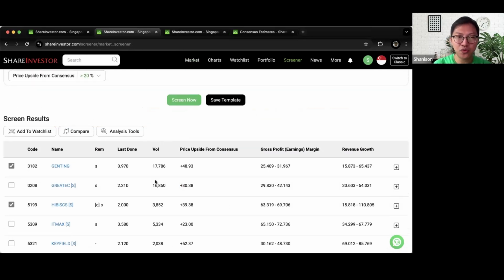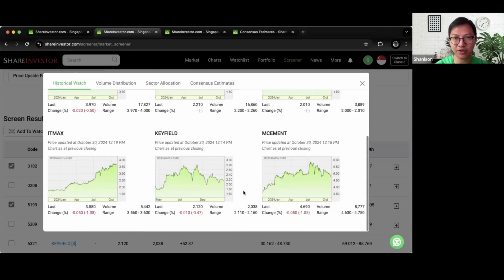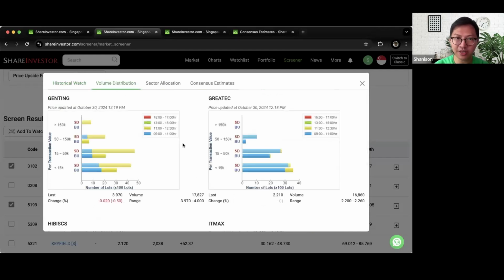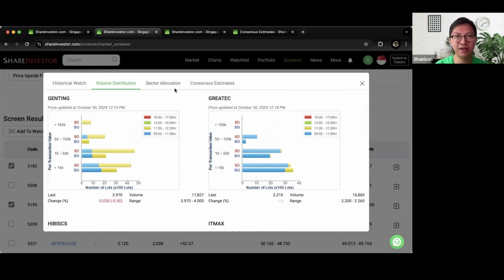And at the same time, because you have a list of results, you can actually use the analysis tool. It will show you, based on your screen results, whether there are any opportunities for you. At one glance, you can check out the historical prices based on the screen results, and volume distribution charts as well, which is a popular feature to show you whether the big institutions are buying and selling the counters. So you can use this to find any counters that are interesting based on your preset criteria.